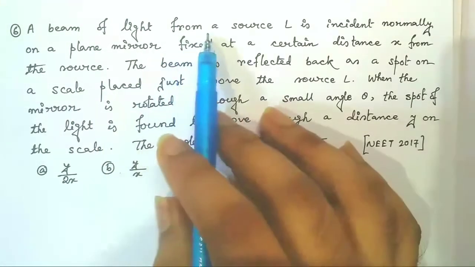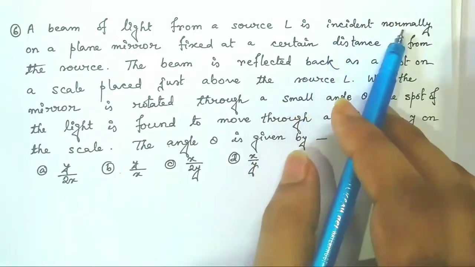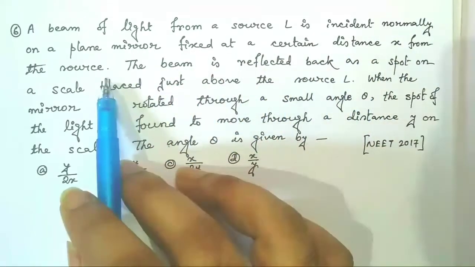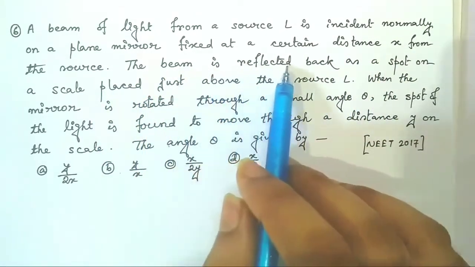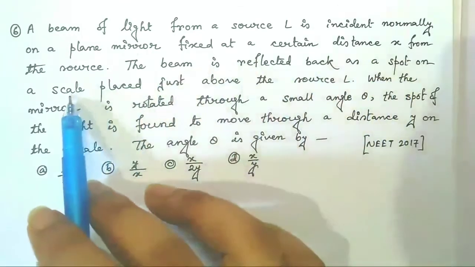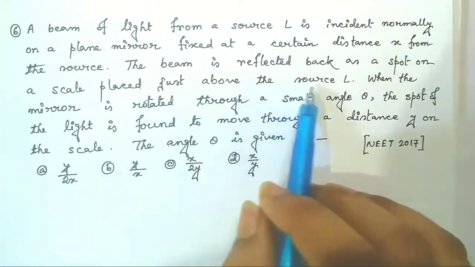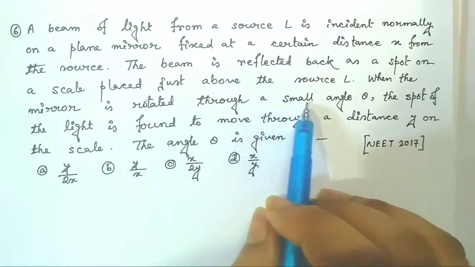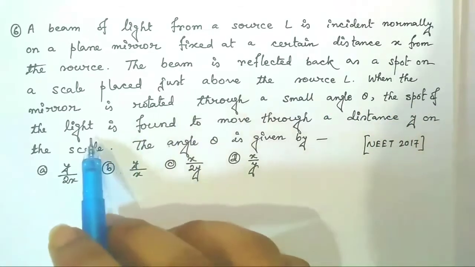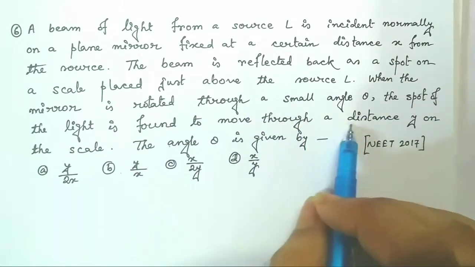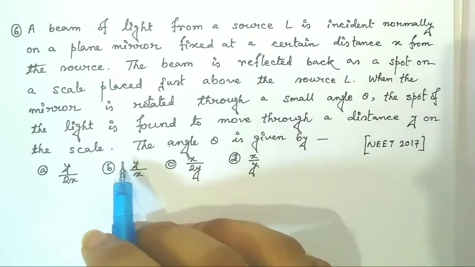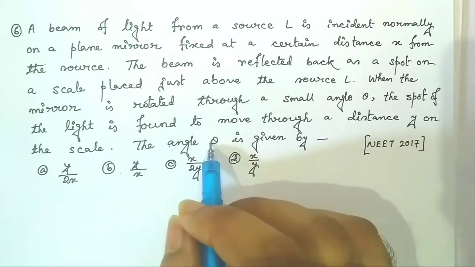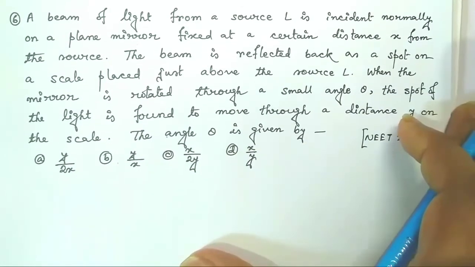A beam of light from a source L is incident normally on a plane mirror fixed at a certain distance x from the source. The beam is reflected back as a spot on a scale placed just above the source L. When the mirror is rotated through a small angle of theta, the spot of light is found to move through a distance y on the scale. The angle theta is given by. Very important and interesting problem. This is an experiment of lamp and scale arrangement.